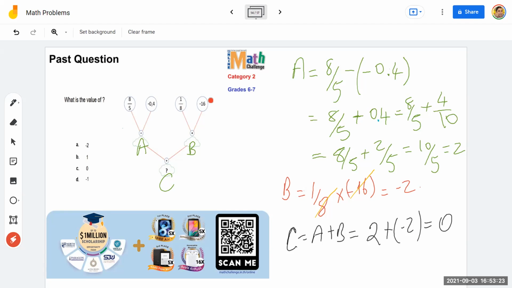And for part B, we need to subtract these 2. Sorry, this is multiplication. So 1 over 8 times negative 16. So 16 and 8, we can cancel out and we get 2. Since this is negative and this is positive, the result is negative 2. And finally, we need to add these 2 numbers. First one was positive 2, second one is negative 2, so the result is 0.